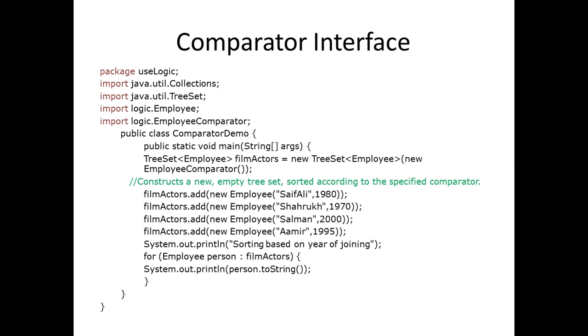Following are the statements to add the employees into the employee list, which is film actors, and then sorting the employees based on the year of joining. You will get this when you go across the for-each loop meant for the employee list. So let's see what output we get. Do we get the sorting of the employees based on year of joining or not? This is the output which we need to observe.